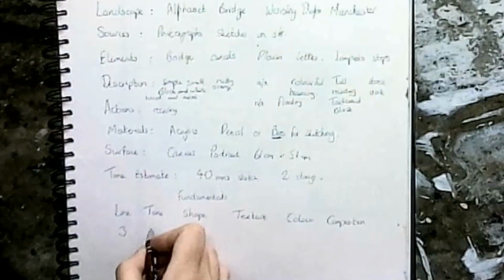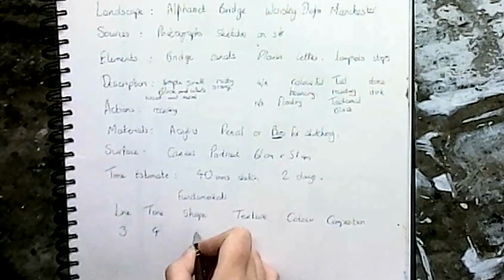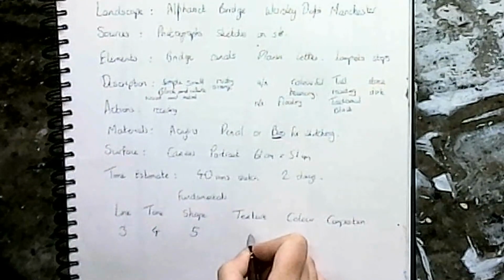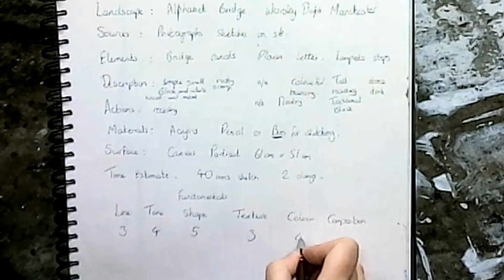There are going to be a few times where I'm going to need lines to make it work. Tone, 4, shape, 5, texture, 3, colour, 4, composition, 5. It's about the shape and the composition of the floating letters and the bridge.